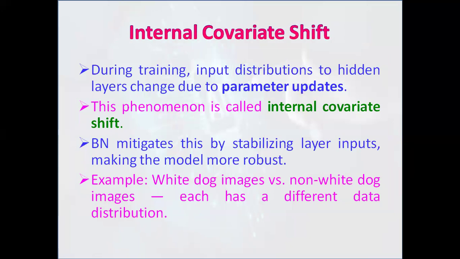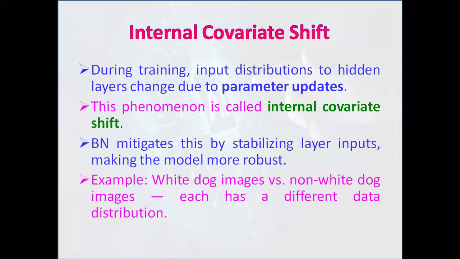Next, internal covariate shift, as I said in the previous slide. Internal covariate shift refers to the change in the distribution of inputs to hidden layers caused by continuous updates to the model parameters during training. As each mini batch of data may differ slightly, this constant shift makes it harder for the network to converge quickly, since each layer must continually adapt to new distributions.